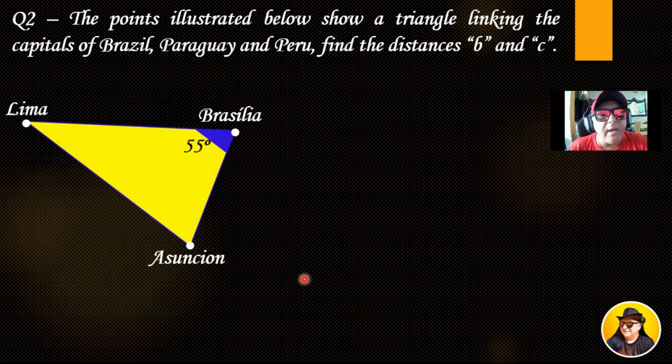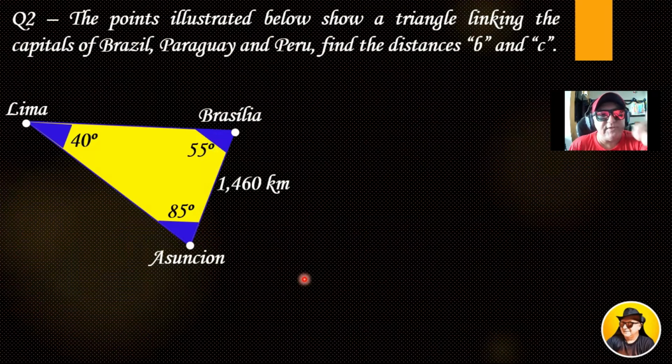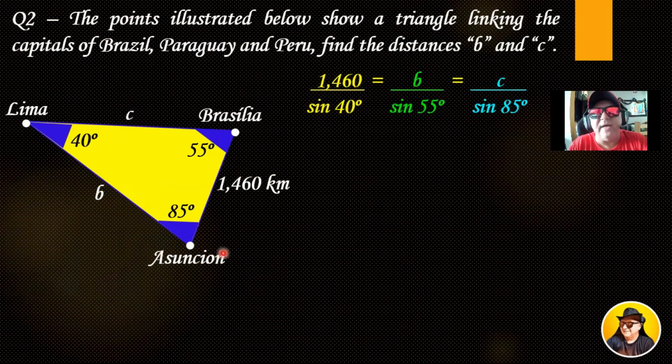And okay, Brasilia has an angle which is 55. Asunción is 85 degrees, and Lima is 40 degrees. Okay, and now the distance between Brasilia and Asunción is 1,460 kilometers. And we want to know the distance between Asunción and Lima, and also the distance between Brasilia and Lima. Okay, so we want to find B and C. And applying the law of sines, I have that 1,460 is over the sine of 40, B is over the sine of 55, and C is over the sine of 85.